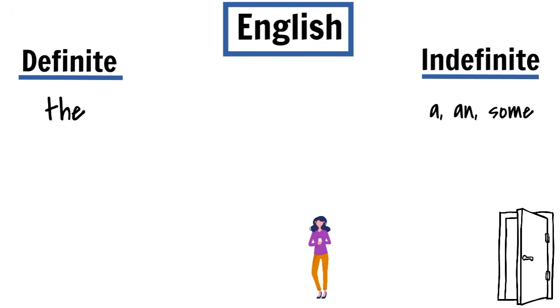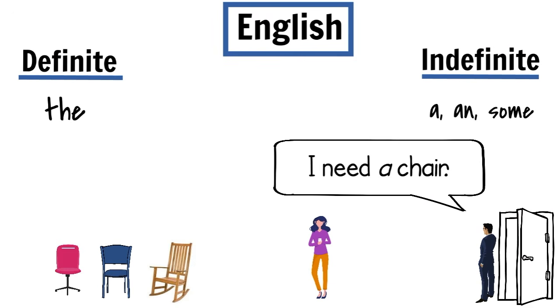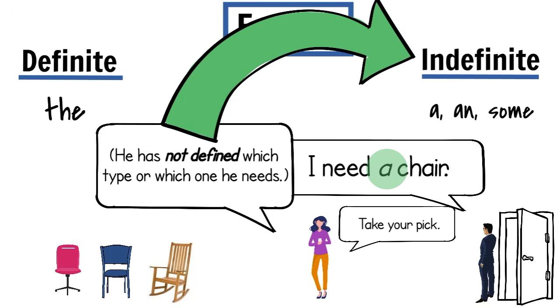Let's say someone knocks on your door and says, "I need a chair." You look around and see a desk chair, a dining chair, and a rocking chair. In theory, any of these chairs would satisfy the person at the door. They just need a chair. They have not defined which type or which one they need. Therefore, the article a, and with vowels an, is indefinite.